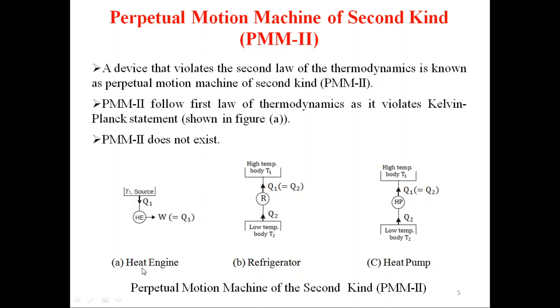Figure A, in this we have a heat engine. Such a heat engine violates the Kelvin-Planck statement. So, perpetual motion machine of second kind does not exist.